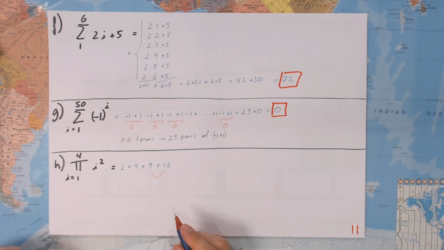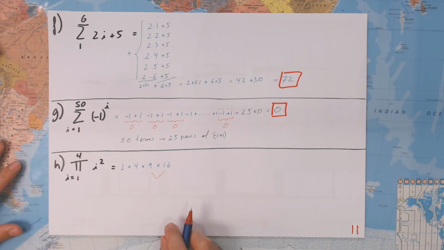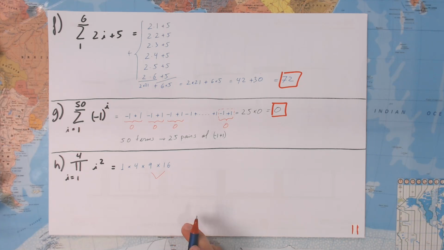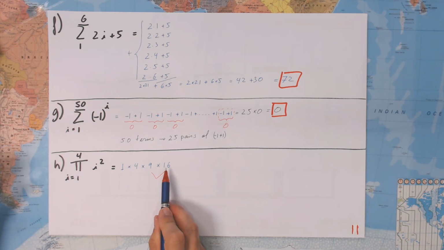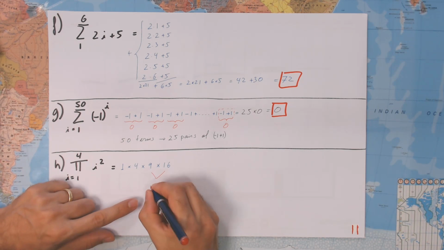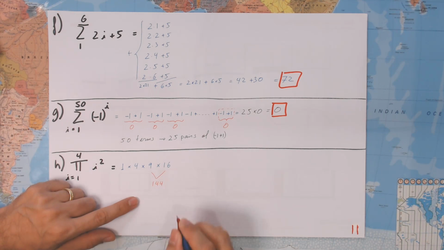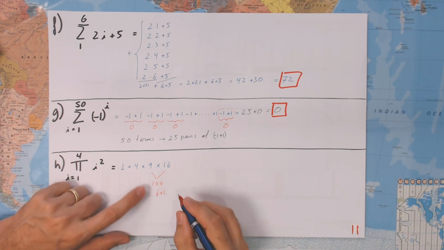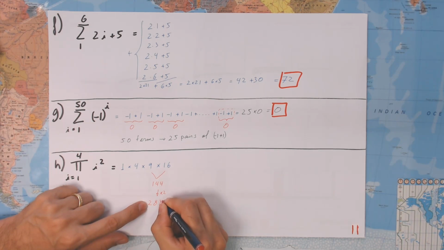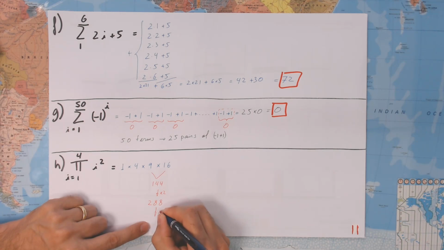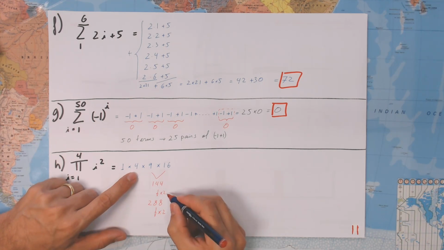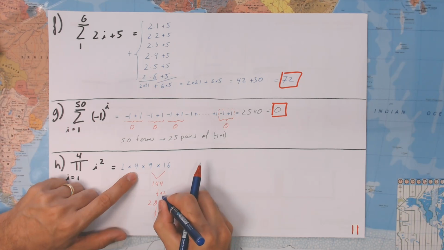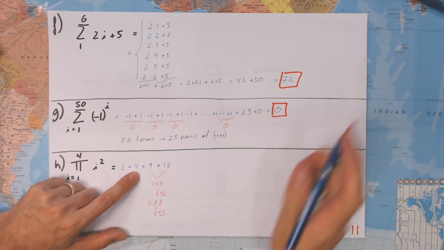9 times 16. I don't like to multiply anything by 9, so I'm just going to multiply by 10. By 10, this is 160. 160 minus 16, 160, 150, 144, right? So this is going to be 144. But this one, I still have to multiply by 2, and this is 288, and again, multiply by 2. We have to multiply by 4, right? So by 2 and by 2 we get this 4 in here.